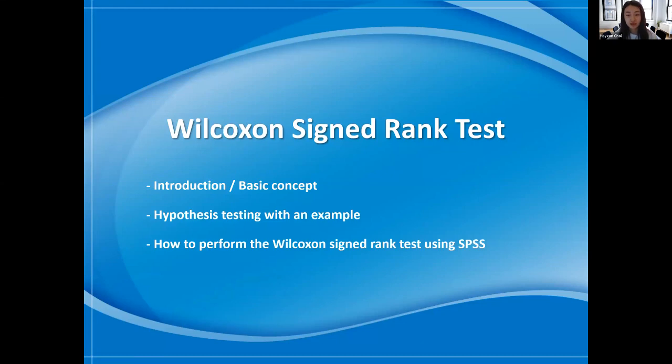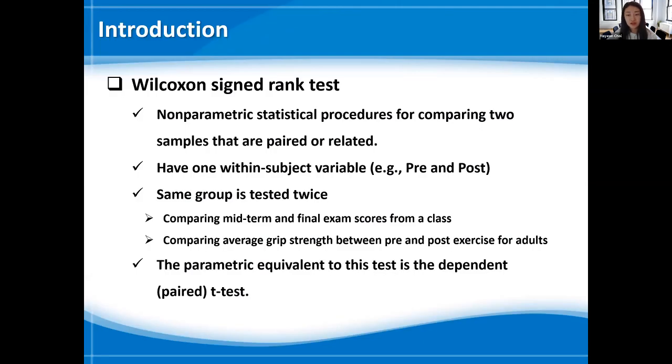First, let's see the Wilcoxon signed rank test in detail. As a concept, the Wilcoxon signed rank test is a non-parametric statistical procedure for comparing 2 samples that are paired or related. And this test has 1 within-subject variable. So this test is used when the same group is tested twice, such as pre and post test. The parametric equivalent to the Wilcoxon signed rank test is the dependent t-test. And let's see the difference between the Wilcoxon signed rank test and the dependent t-test.